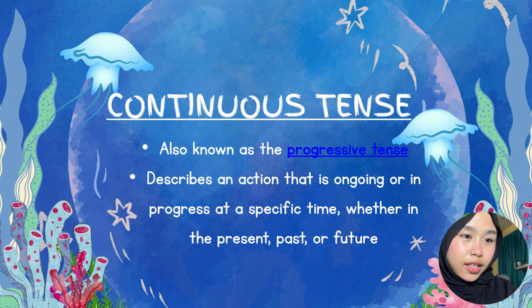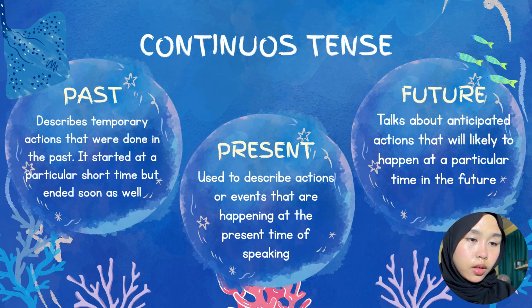Thank you, Nana. So, let's move on to continuous tense. What is continuous tense? Continuous tense, also known as the progressive tense. It describes an action that is ongoing or in progress at a specific time, whether in the present, past, or future. There are three types of continuous tense. The first one is past continuous tense. The second one is present continuous tense. And the third one is future continuous tense.